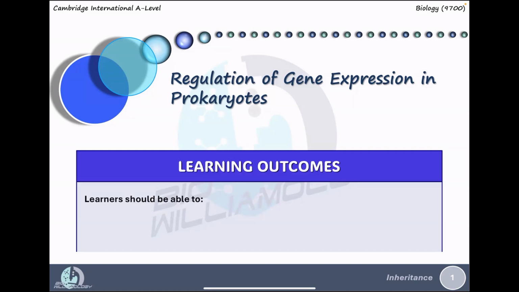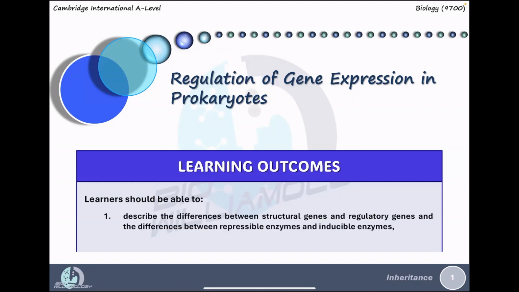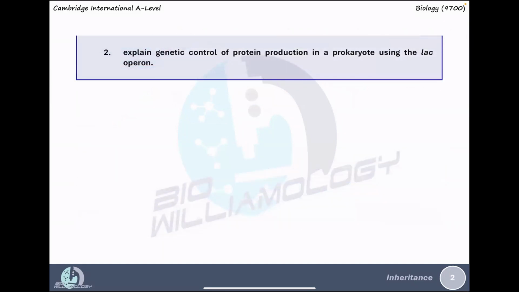In this lesson, we will explore the regulation of gene expression in prokaryotes by using lac operons. At the end of this lesson, you will be able to describe the differences between structural genes and regulatory genes, and the differences between repressible enzyme and inducible enzyme, and also explain genetic control of protein production in prokaryotes using the lac operons. Let's get started.